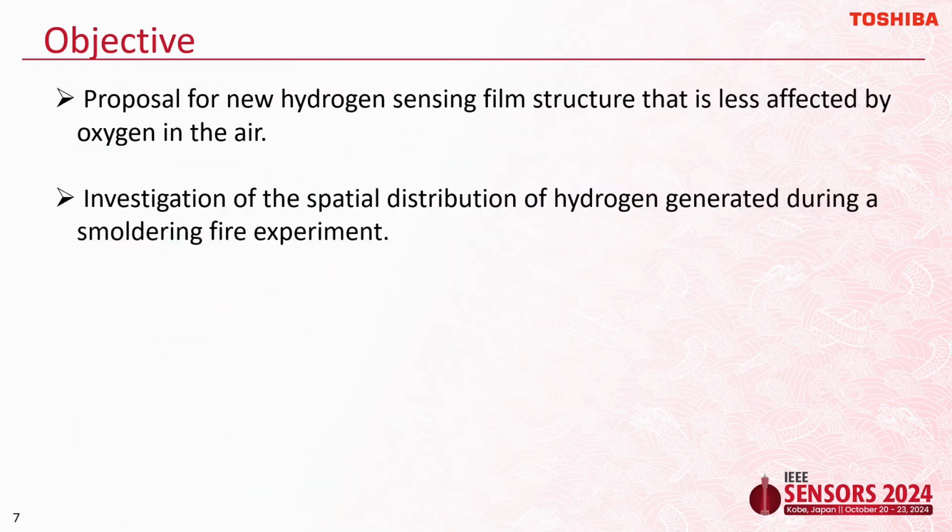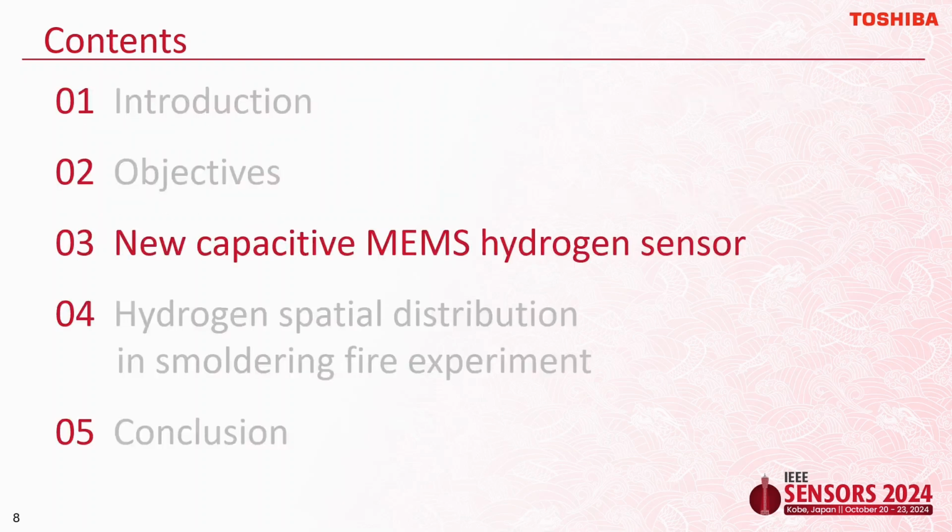Therefore, in this study, we propose a new sensing film structure that is less affected by oxygen in the air. Furthermore, we investigate the spatial distribution of hydrogen generated during smoldering fire experiment using a new capacitive MEMS hydrogen sensor.